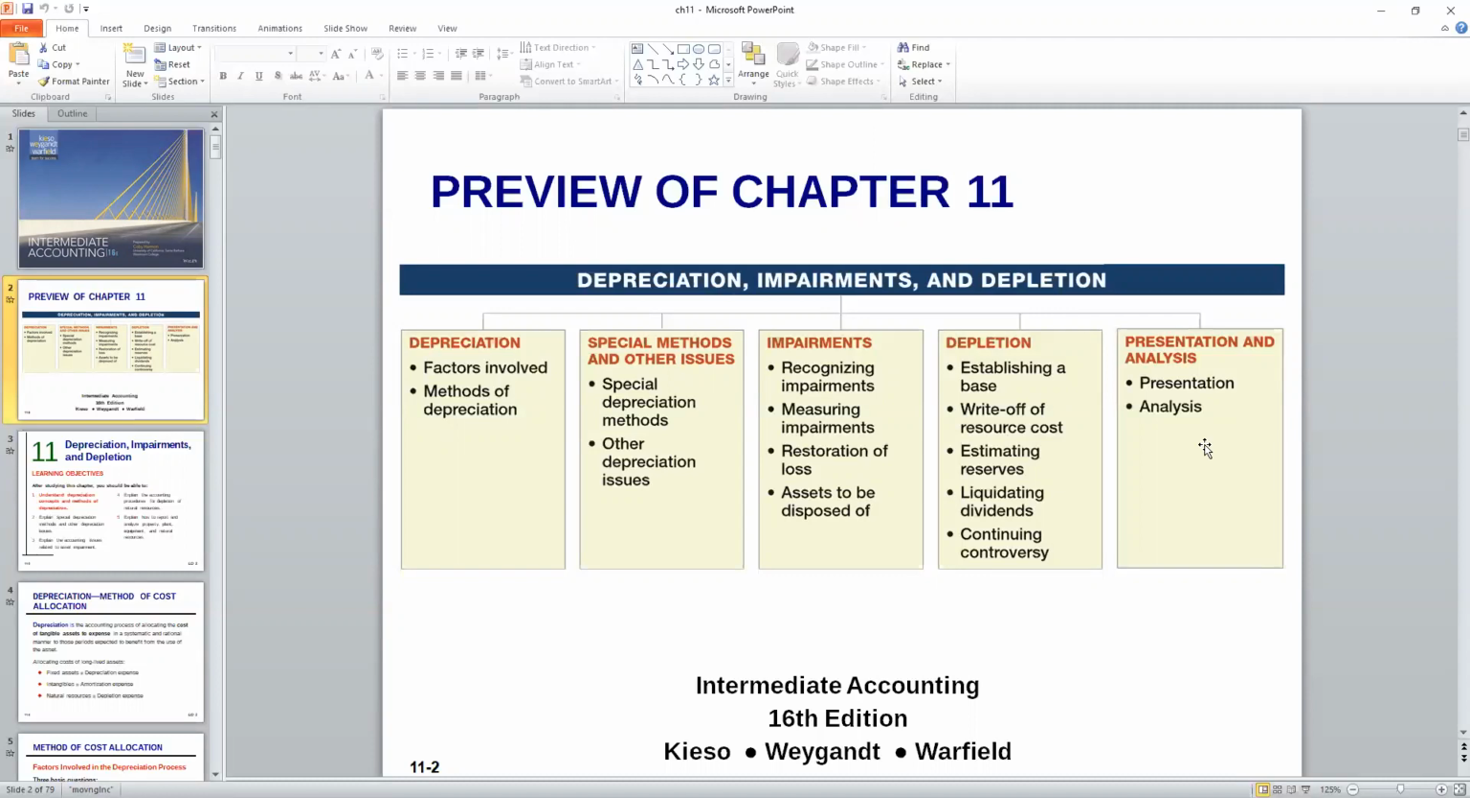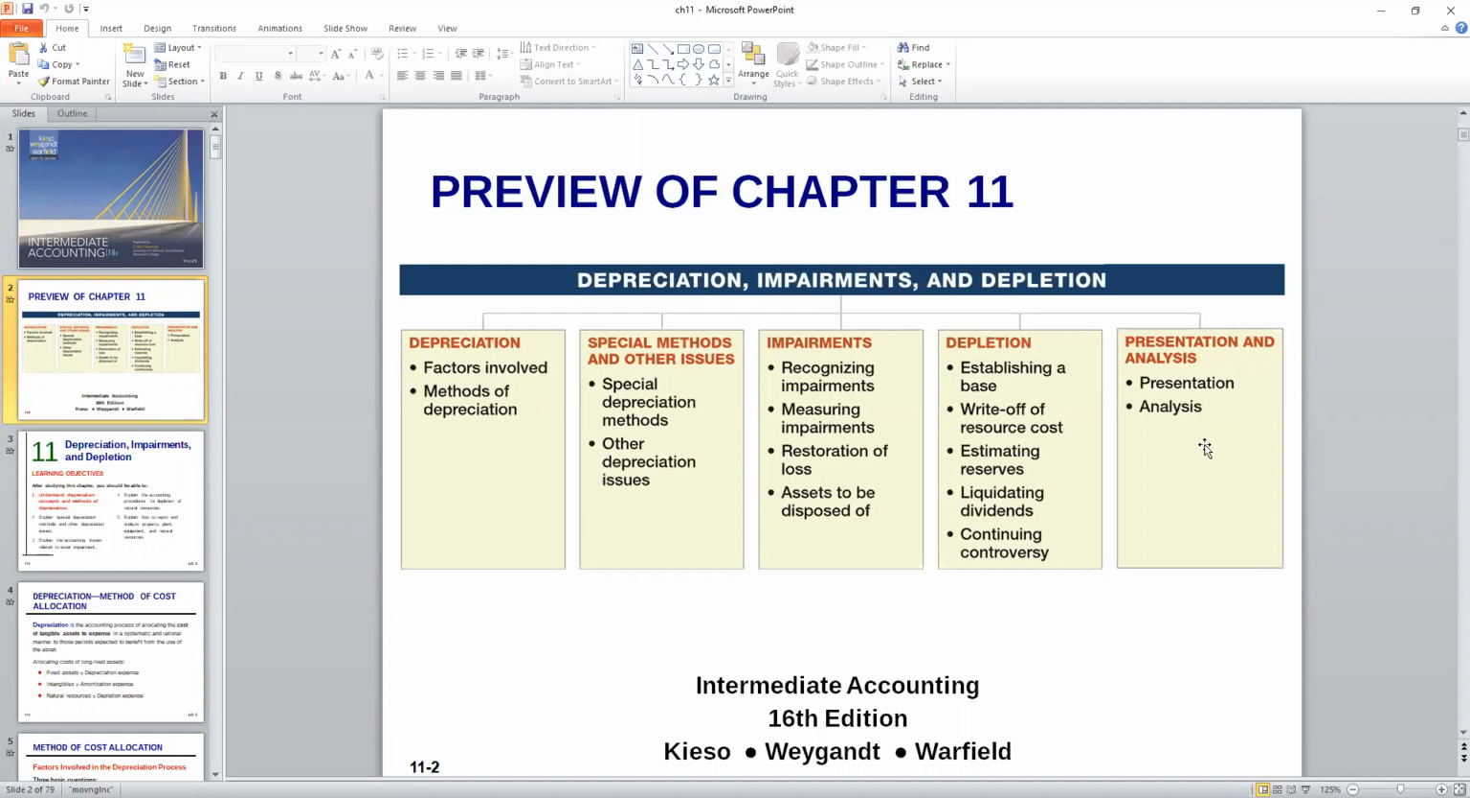There's another topic in here called impairments. So impairments occur when we've recognized a significant event that either devalues the asset or makes the asset no longer useful to a business. And when we recognize a loss of value, either partially or totally, under generally accepted accounting principles, it's important that we recognize that loss immediately and devalue the asset or write the asset off if appropriate.